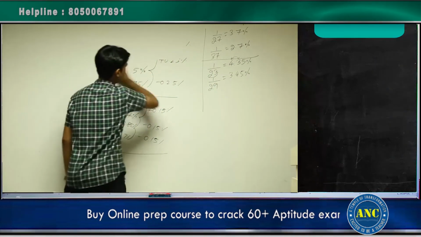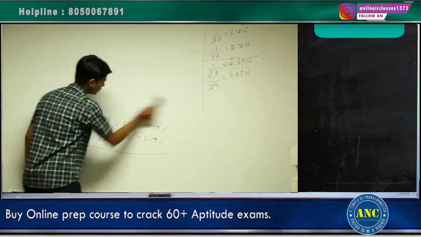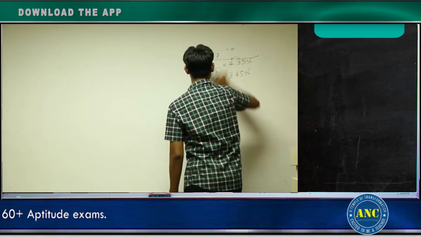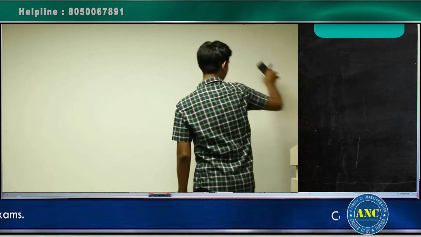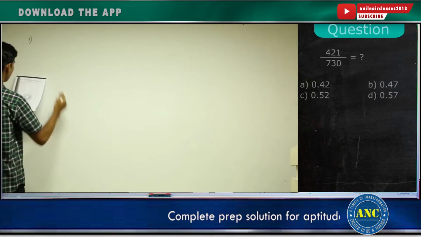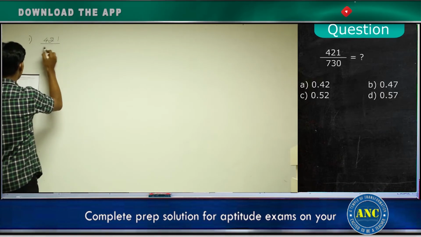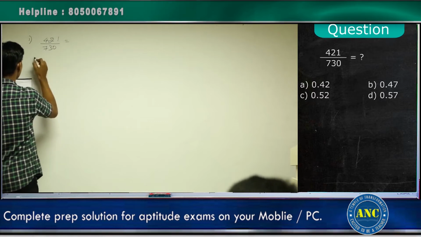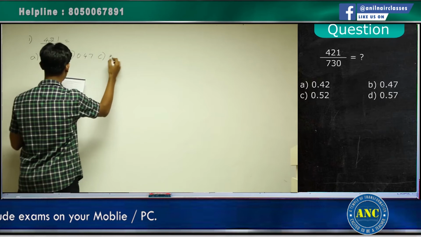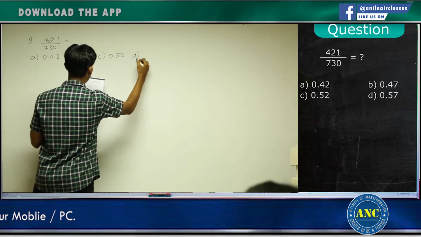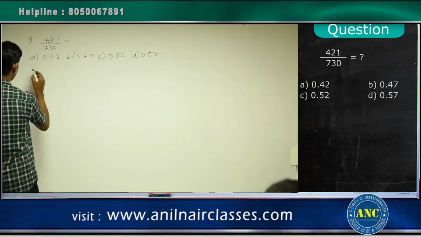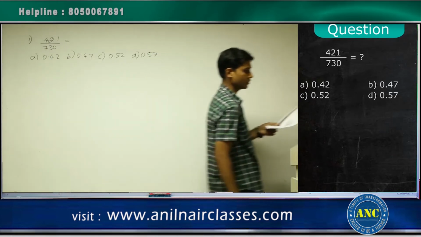Please see here. Write down this fraction. We'll discuss 4 to 5 questions. We'll understand how to solve fractions of this sort. 421 by 730. First we'll solve this question.